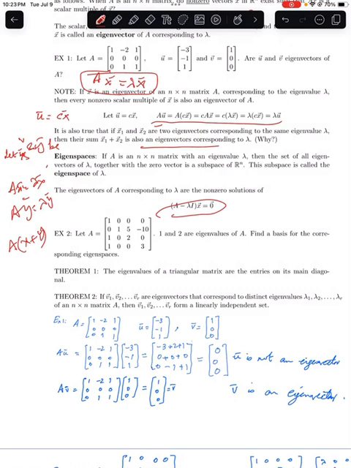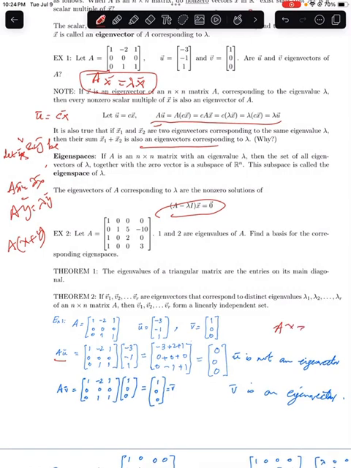First example: remember we were given a matrix A and two vectors, and we had to check whether these are eigenvectors of A or not. What I did here was multiply the vectors with the matrix one by one. So I did A times u, did the calculation, and I got 0, 0, 0. So what does that mean? It means we are getting Ax equal to 0.